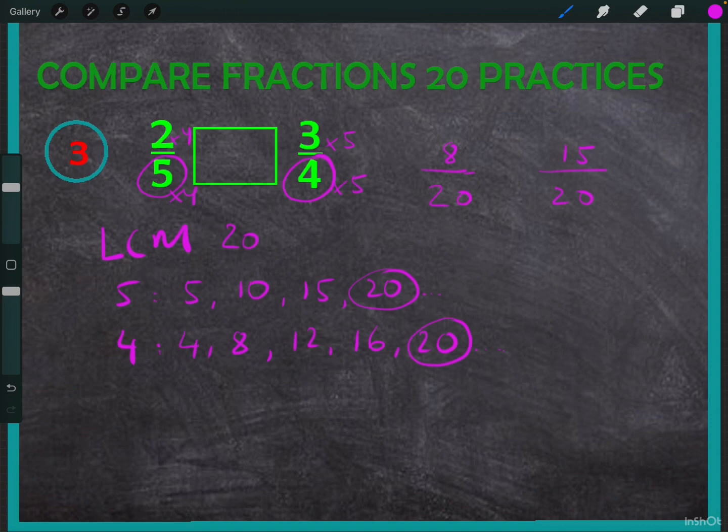Now we have the two new fractions with the same denominator, which is 20. When we compare them, we only need to compare the two numerators. 15 is greater than 8, so 15 over 20 is greater than 8 over 20, or 3 over 4 is greater than 2 over 5.